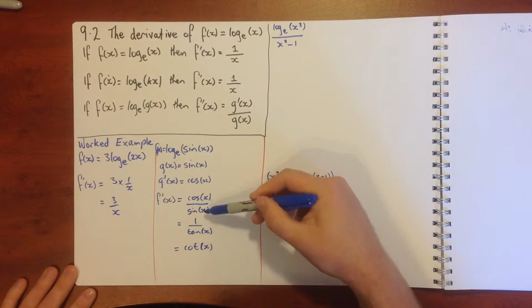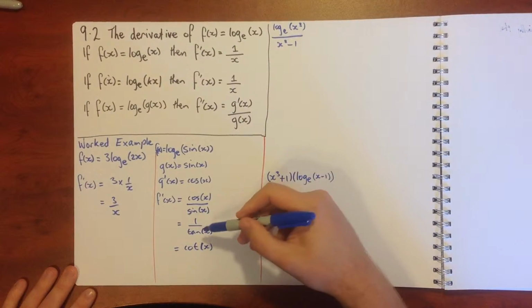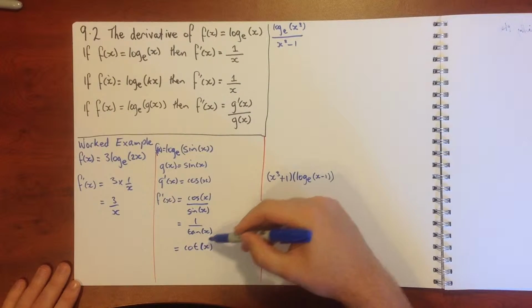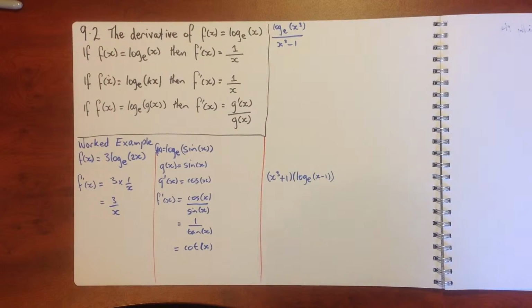In methods, stopping here or here would be fine. Specialist students, you should realise that 1 on tan is cot.